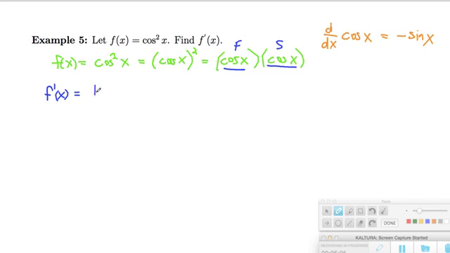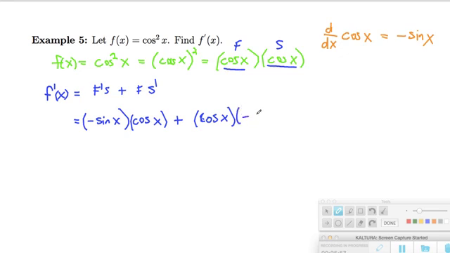So we've got a product rule, f prime s plus f s prime. Well, the derivative of the first is negative sine of x. Second left alone, cosine of x. Plus first left alone, cosine of x. Plus derivative of the second one, well, that's negative sine of x.